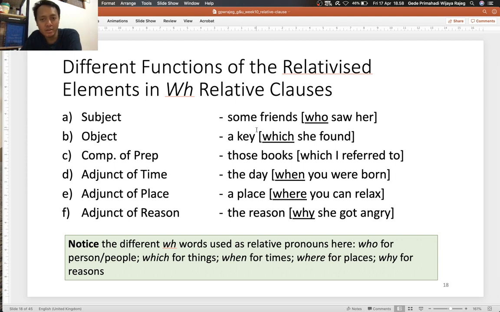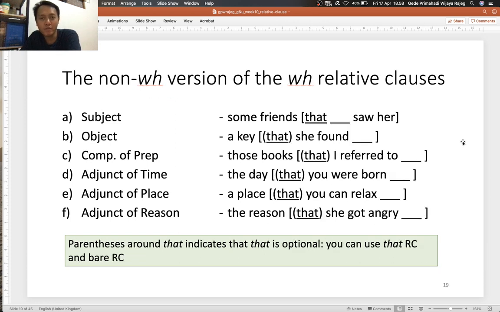And we see also here that the WH question words used are different depending on the functions of the relativized elements. Okay, so the who pronouns are reserved for people, which for things, when for times, where for places, and why for reasons. Now we will look at the non-WH version of these relative clauses.